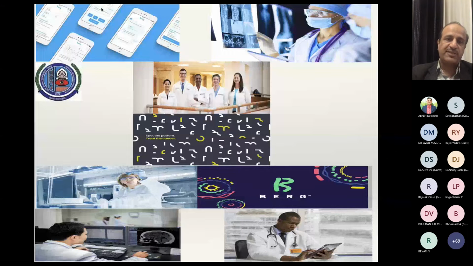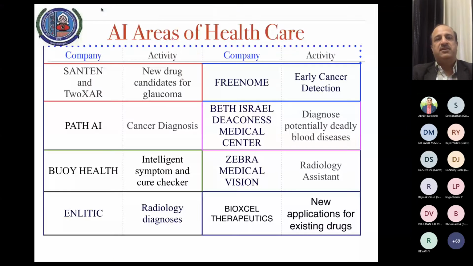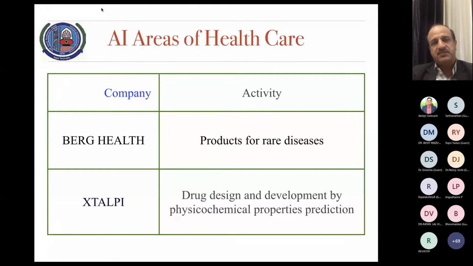Coming to some other aspects, there are companies and products working in healthcare. PathAI works on cancer diagnosis, Enlitic on radiology diagnostics, Zebra Medical Vision is a radiology assistant, and Freenome does early cancer detection. These are some of the examples. Berg Health works on products for disease.